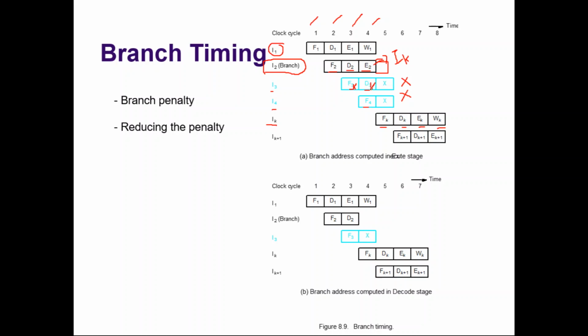And it would be decoded during the 4th clock cycle, executed during the 5th clock cycle, and written back during the 6th clock cycle. But we don't know that. Because of that, instruction K is now completed at the 8th clock cycle. So the pipeline is delayed by 2 clock cycles.